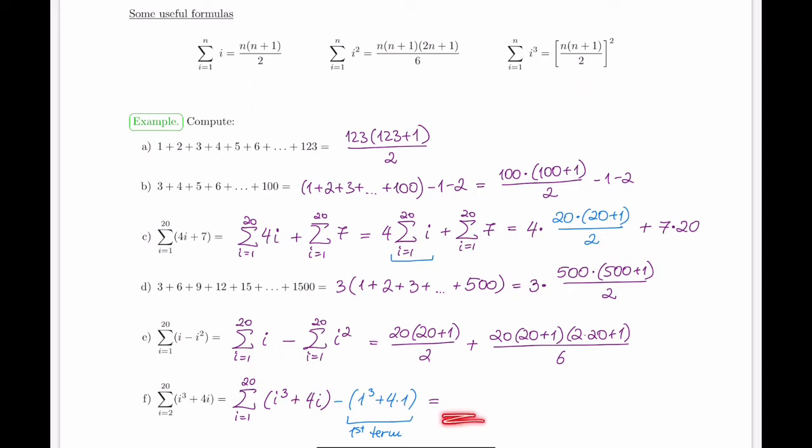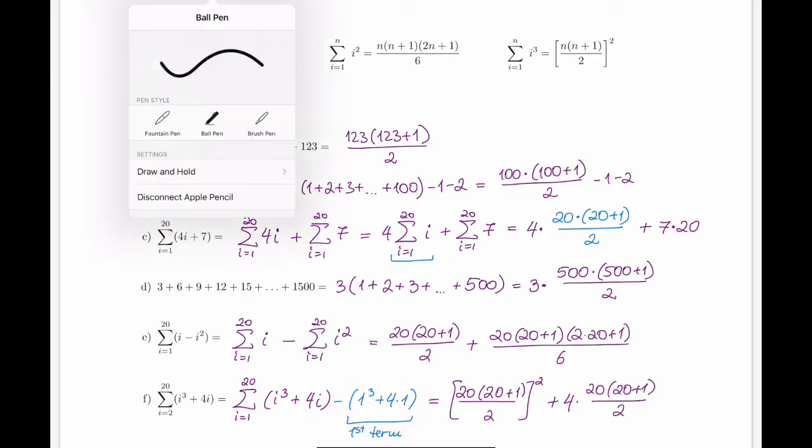Now I am, in fact, ready to start breaking up this summation and applying the formulas. I'm going to skip a couple of steps here and apply the formulas directly. So I'm going to see that the first summation is of the cubes from 1 to 20. So what I'm going to have is 20 times 20 plus 1 over 2 all squared. Plus, then I'm going to have 4 times the summation from 0 to 20. So 4 times 20, 20 plus 1 over 2. And then don't forget that I do have to actually subtract this last term.